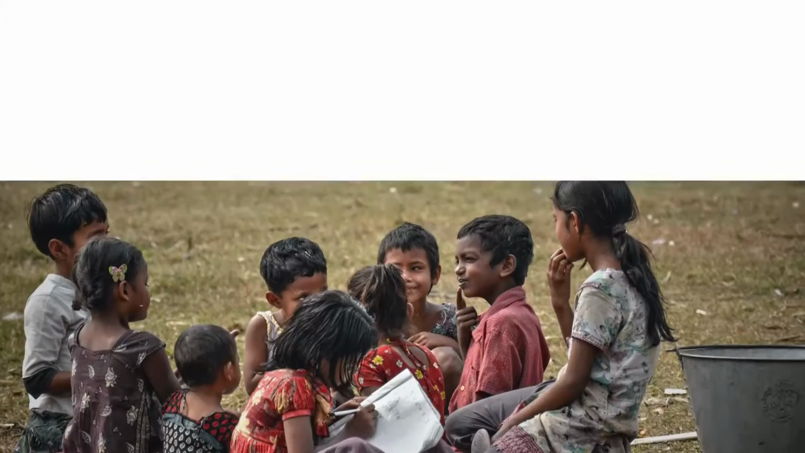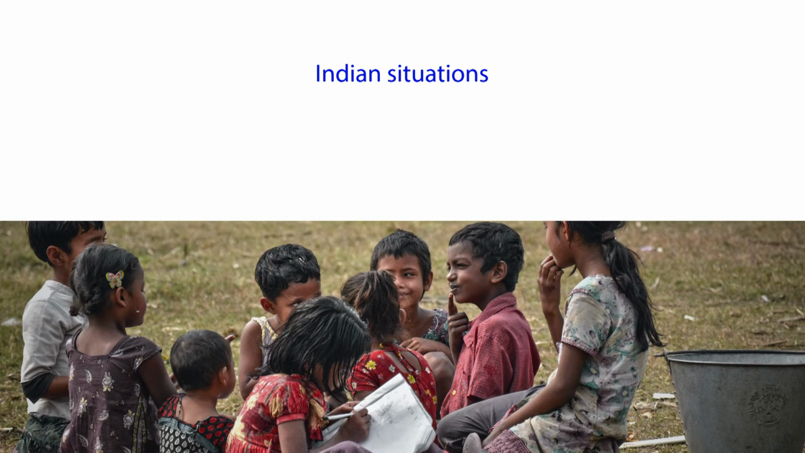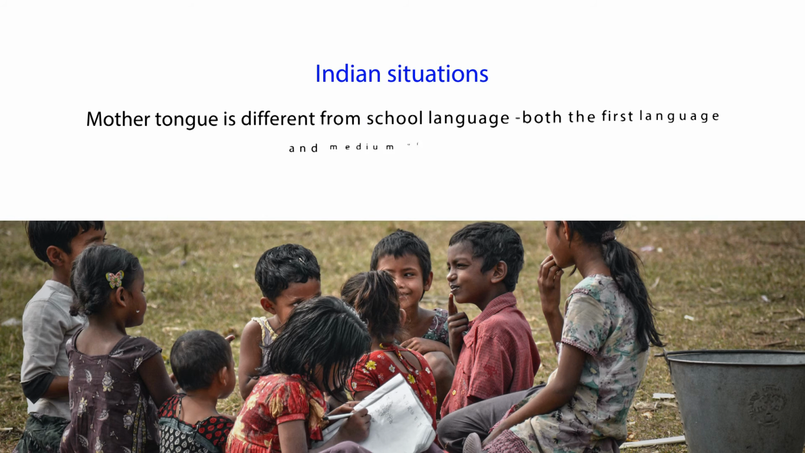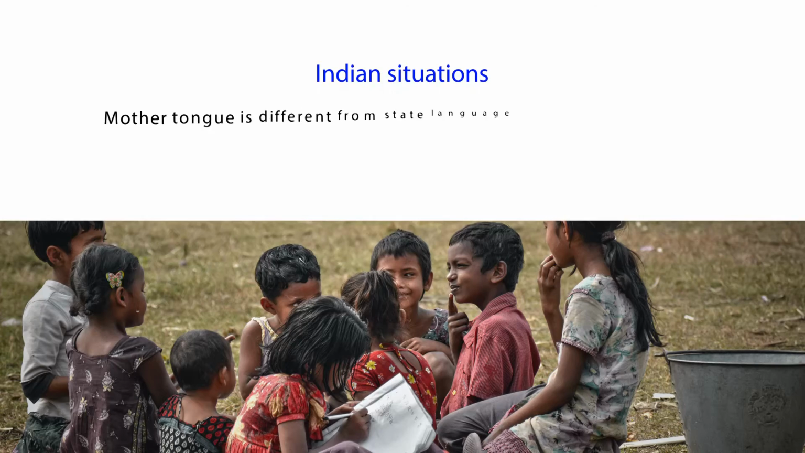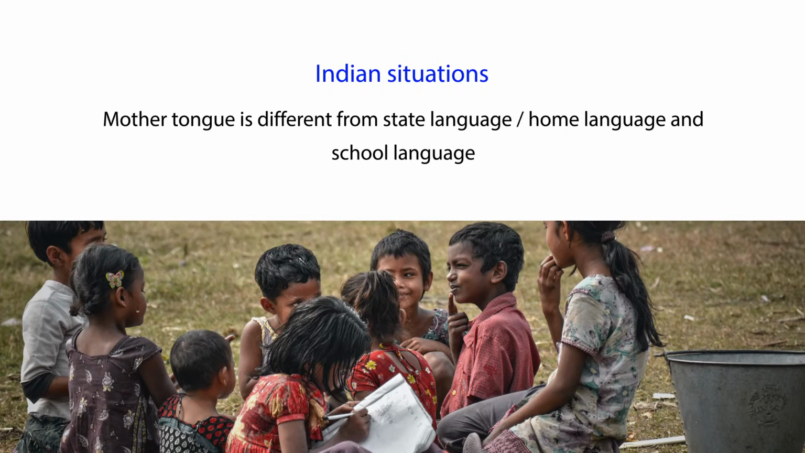Look at it. What is the Indian situation? I have said that Indian situations, learners with mother tongue is different from school language, but the first language and the medium of instruction. Look at it. My mother tongue is different from the first language of the school and medium of. That means my mother tongue is not there at all. Second category, mother tongue is different from the state language, home language, and school language. Almost like the first category.